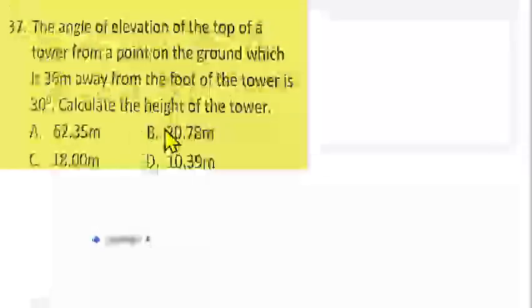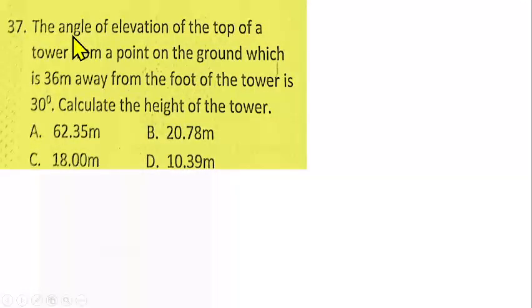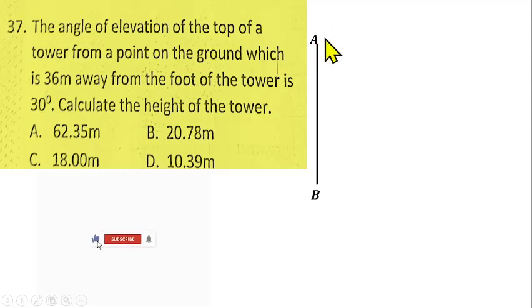Still on the angle of elevation and depression, we are told that the angle of elevation of the top of a tower from a point on the ground which is 36 meters away from the foot of the tower is 30 degrees. Calculate the height of the tower. So there's a tower and the bottom is B. Let's say the top of the tower is A. Then there's a point in front of the tower on the ground, and there's an angle of elevation from this point to the top of the tower.